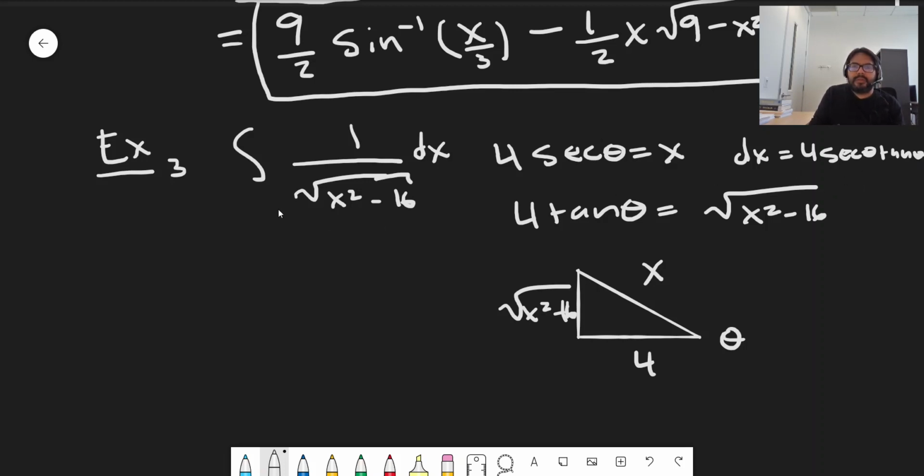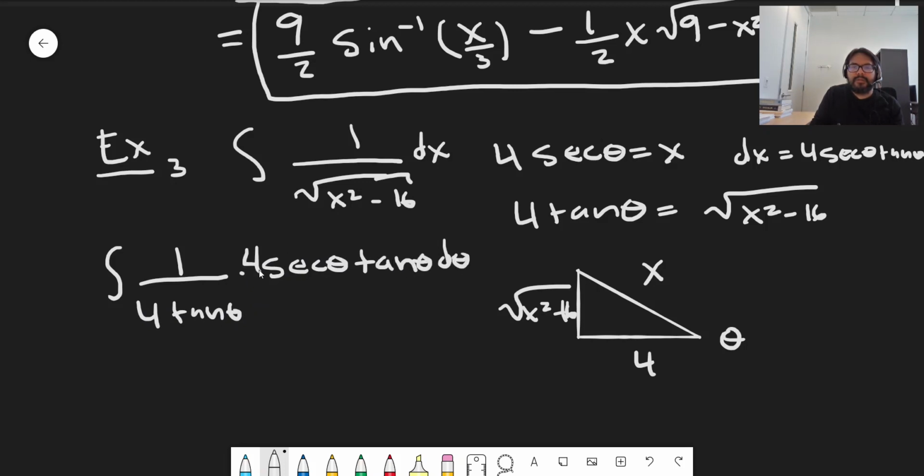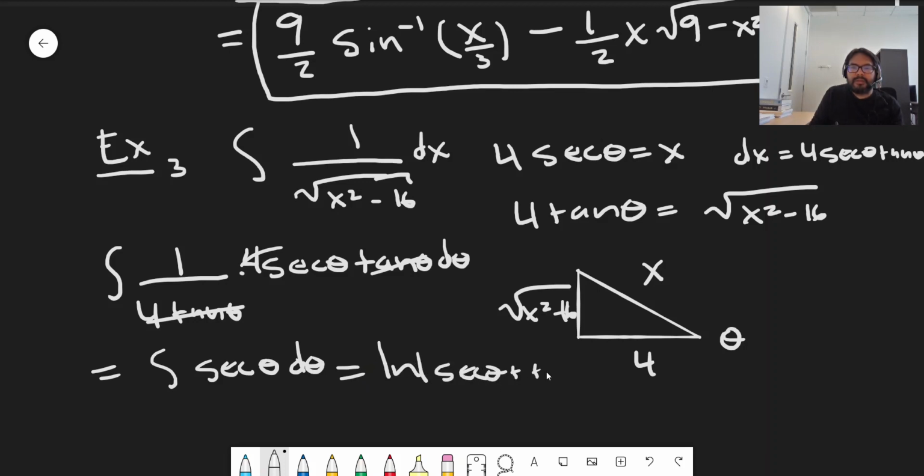So that means that the integral is going to be 1 divided by 4 tangent theta, multiplied by 4 secant theta tangent theta d theta. Notice that the 4 tangent thetas cancel out, and it leaves you with the integral of secant of theta d theta. That's interesting because that gives you the natural log of the absolute value of secant theta plus tangent theta, plus c.